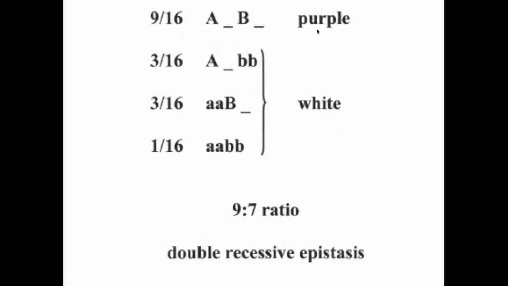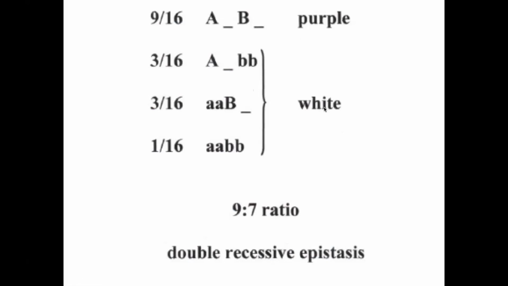Okay, so what's the nature of the epistatic interaction here? Well, it seems to be that you need a dominant allele at both A and B in order to produce a colored flower, a purple flower. If you're homozygous recessive at either B or A or both, you're going to produce a white flower.